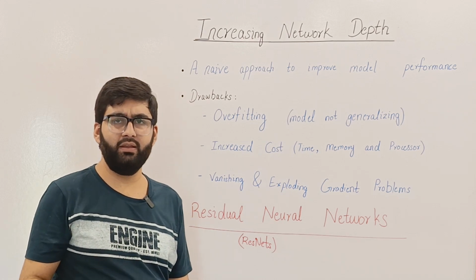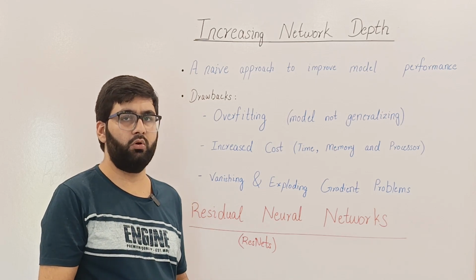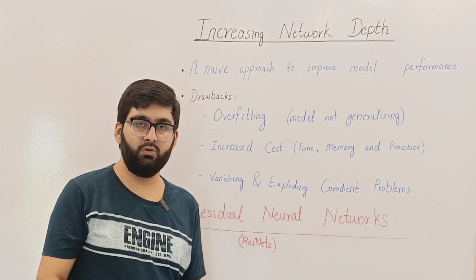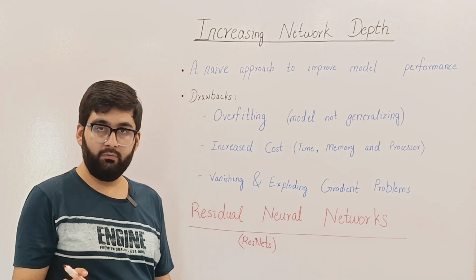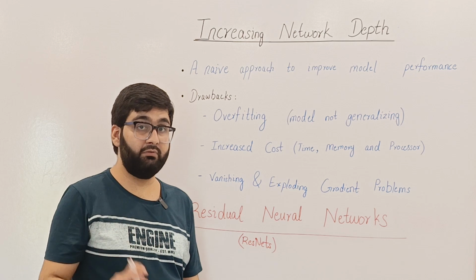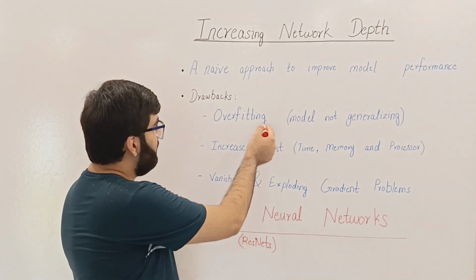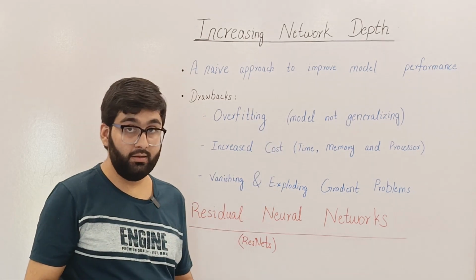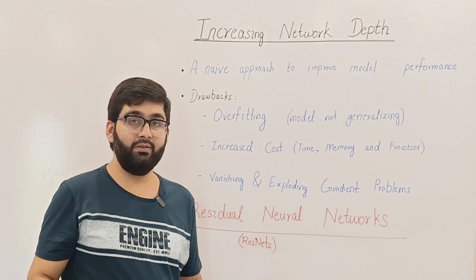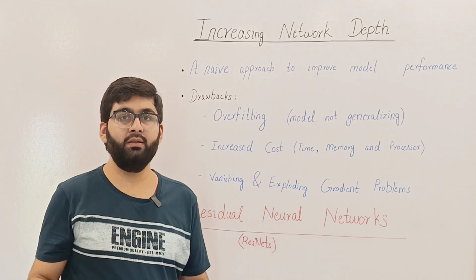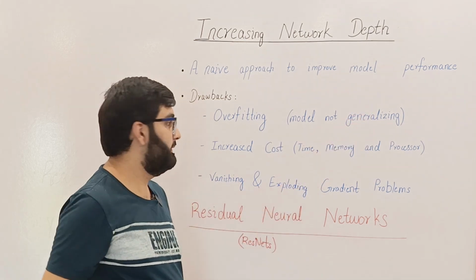Typically, when we are designing a convolutional neural network, it is a naive or straightforward approach to simply increase the number of layers in the network and get better performance. Sometimes it works, but mostly there are several drawbacks associated with this technique. First of all, it causes overfitting. The model has learned or memorized the examples in the training dataset and does not perform well on the unseen test dataset. That means the model is not generalizing well.